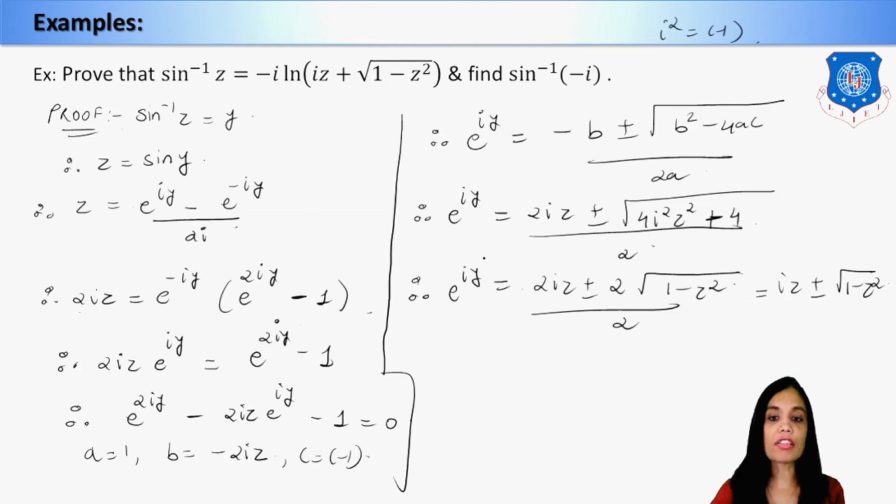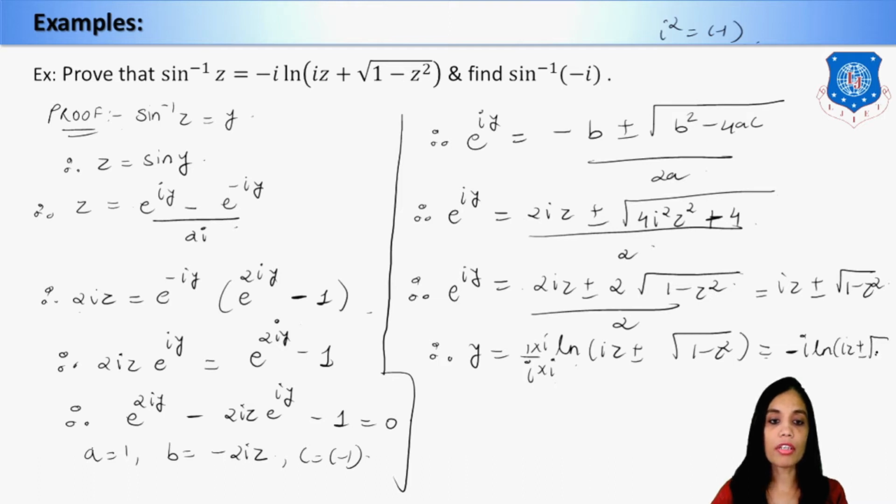Now let us find the answer of y. Therefore, your y will be equal to 1 upon i times ln of iz plus or minus under root of 1 minus z square. But 1 upon i, if I multiply and divide by i, in the denominator I will have i square, which is equal to what? Minus 1. So our final answer is minus i ln of iz plus or minus under root 1 minus z square. Okay, so we have proved this result.